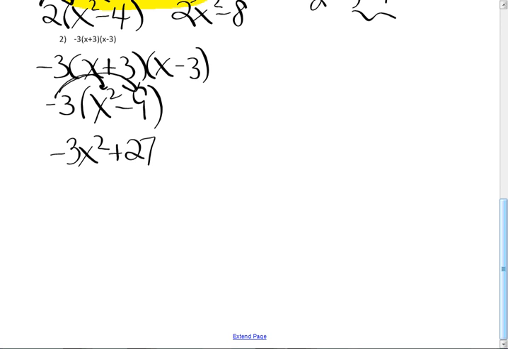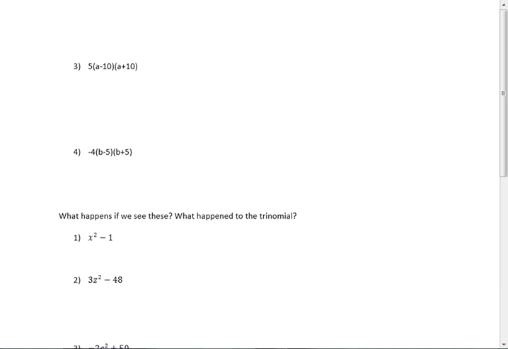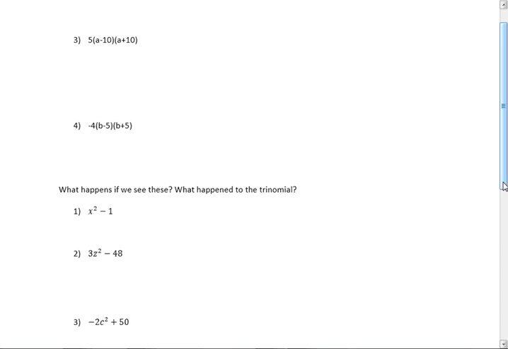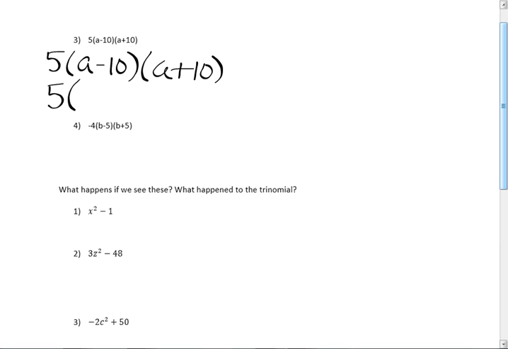Okay, ready for the next slide? Let's back this up. Oh, I still have some more multiplying. How about Jack? Can you do this one? It's a minus 10, a plus 10. So I'm going to do the inside one first. What's that going to give me? Yep.